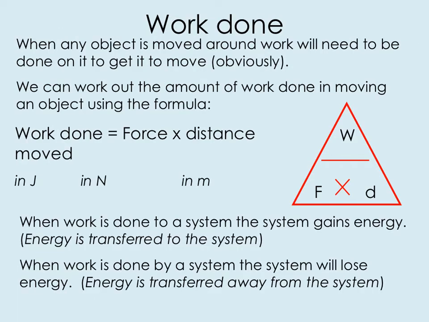We're going to briefly look at work done now. So when any object is moved around, work will need to be done on it to get it to move. And we can work out the amount of work done in moving an object using the formula shown below. So work done is equal to force times distance moved. Work done, remember, is measured in joules. It's an energy transfer, remember. Force is measured in newtons and distance is measured in meters. When work is done to a system, the system gains energy, so energy is transferred to that system. And when work is done by a system, the system will lose energy, and that energy is transferred away from that system.